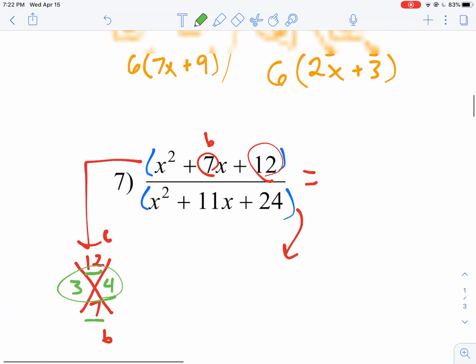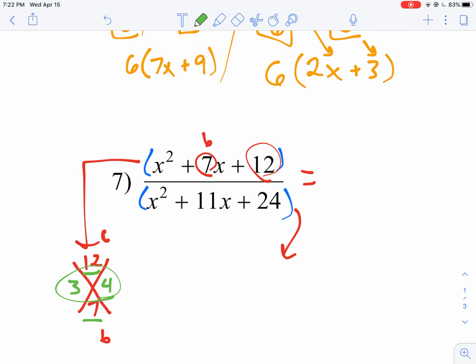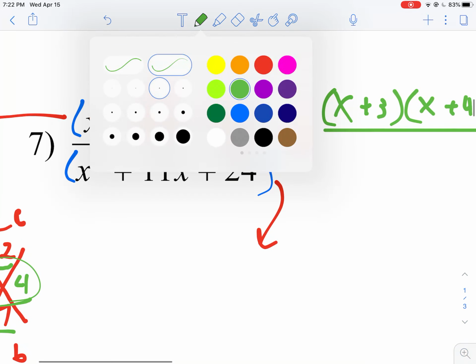Now I rewrite it. Remember how we write these. It's going to be two binomials: x plus 3, x plus 4. And there you go. And you do the same thing for the other problem.